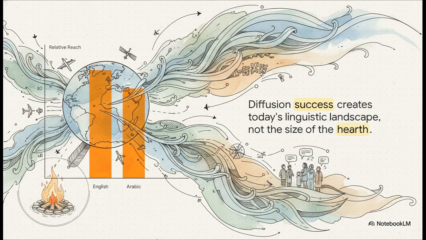You see English at number 1, and that's not just because of colonial history. It's also because English became the global language of science, technology, and business, a really modern kind of diffusion that's still happening as we speak.